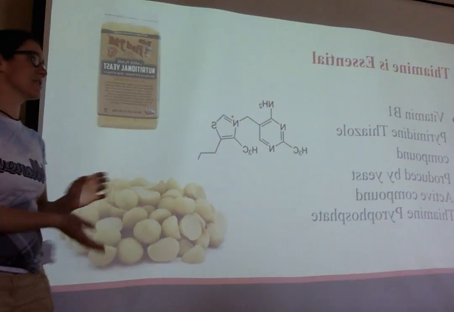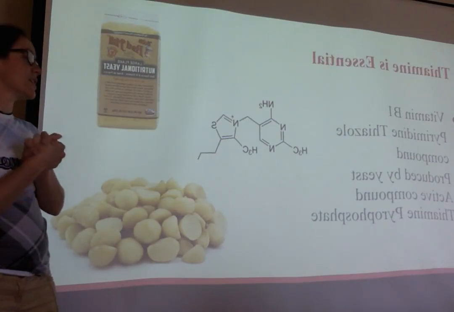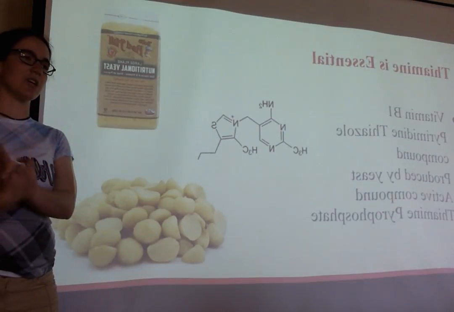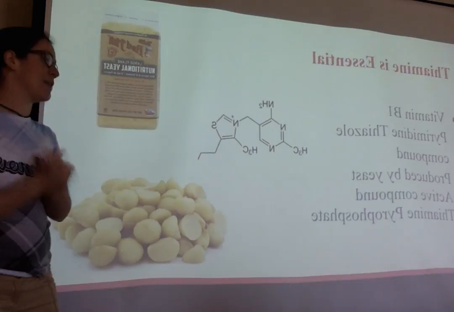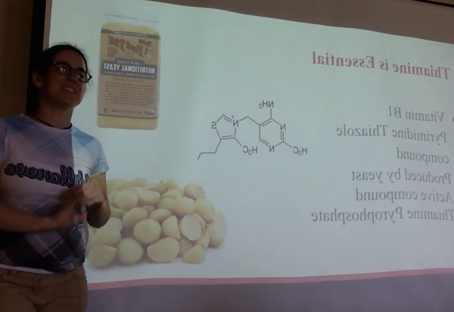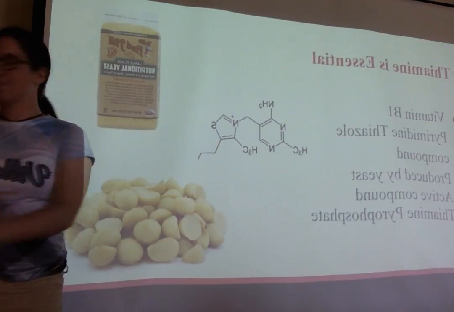So what is thymine? It's vitamin B1, and it's essential for life. It is produced by yeast, but it's not produced by humans, which makes it a good target for antifungals. And it is active in, wow, that's the active compound. And it is necessary for amino acid synthesis and metabolism.